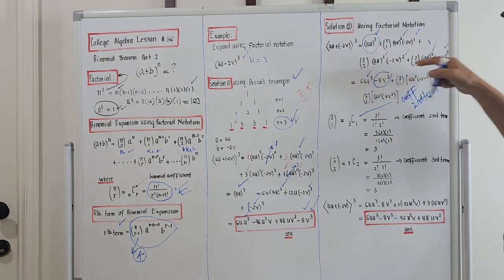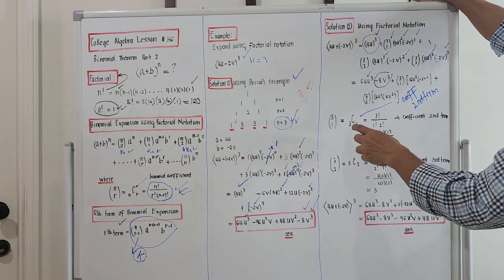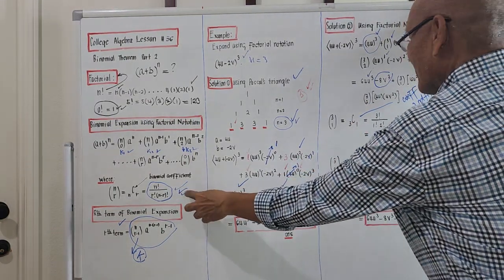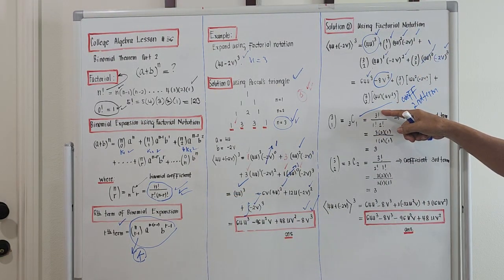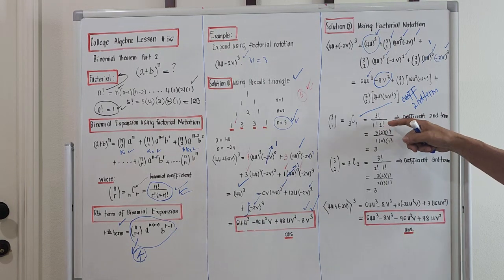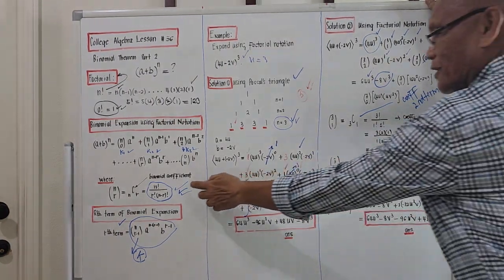Because to bring out the second term, we just expand this one, but we must find the coefficient. If we try to bring out the coefficient of the second term, it will be by using this formula. It will be 3 factorial over r factorial, where r is actually 1, and n minus r is actually 2 factorial. So this is 3 factorial over the product of 1 factorial times 2 factorial. That is the coefficient of the second term by using this formula here.